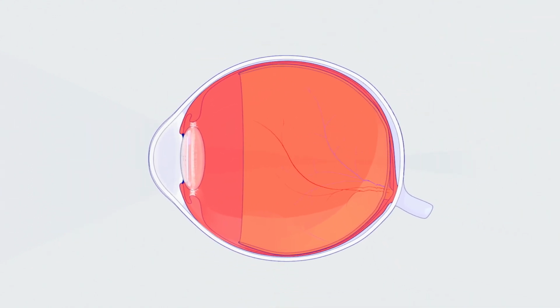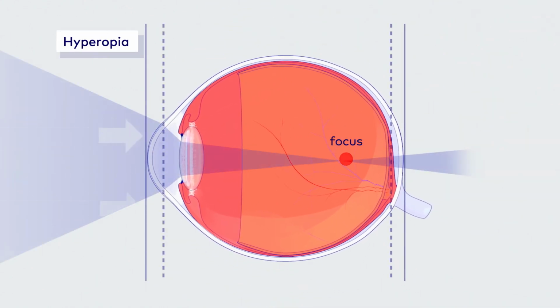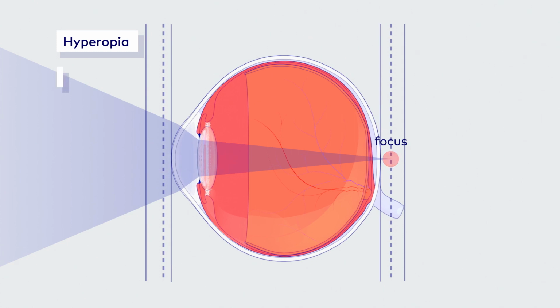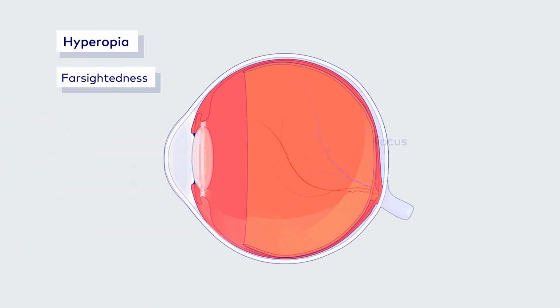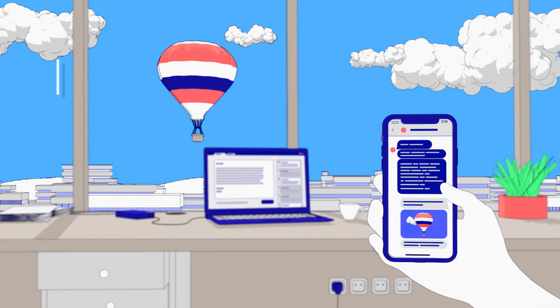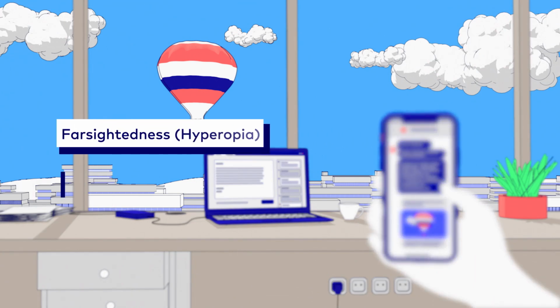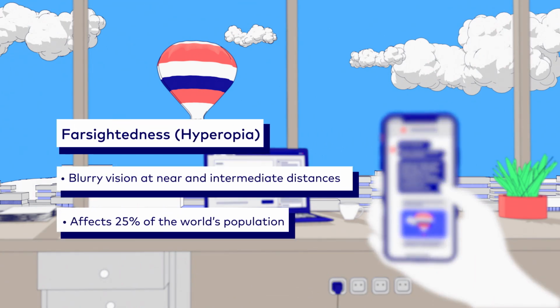On the other hand, if the eyeball grows too short, the focal point is located behind the retina. With hyperopia, more commonly known as farsightedness, one sees faraway objects clearly, but nearby objects are blurred. This also affects roughly every fourth person in the world.